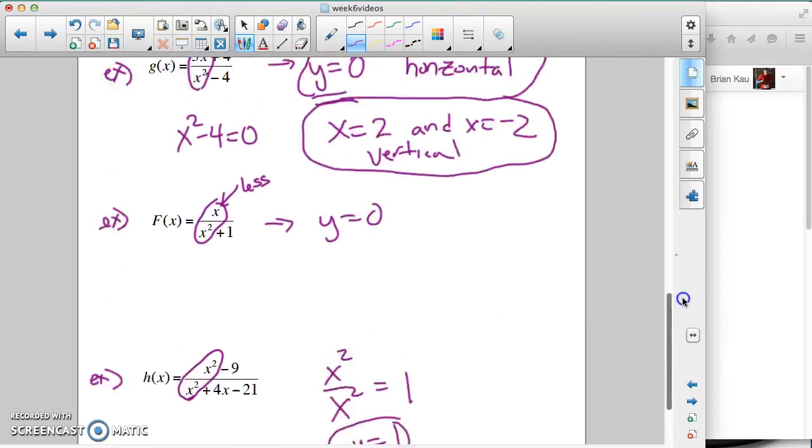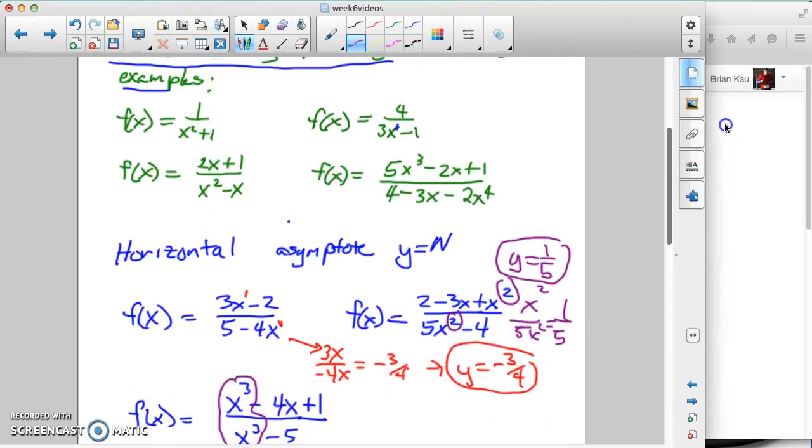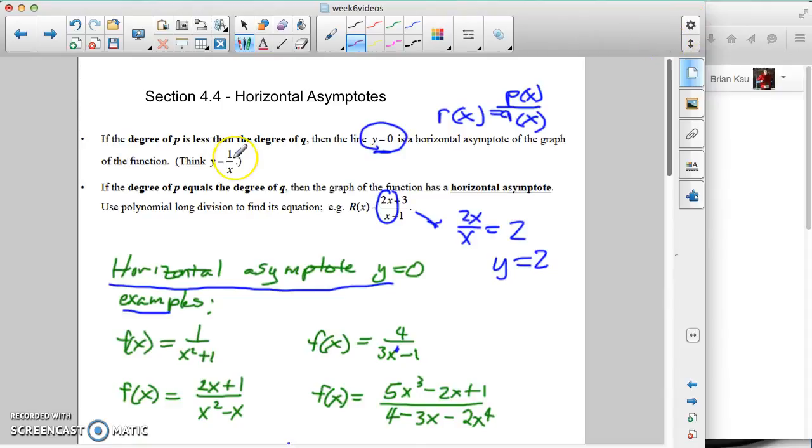So there are two different ways to get a horizontal asymptote. If the power on the top is less, then it's y equals 0. If the powers are equal, then we divide them to get the actual number for the horizontal asymptote.